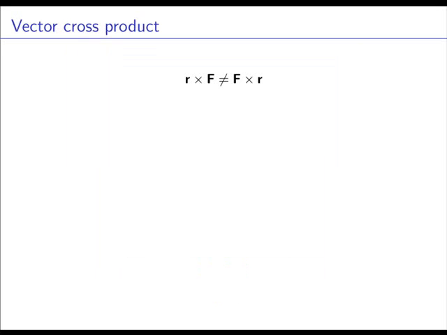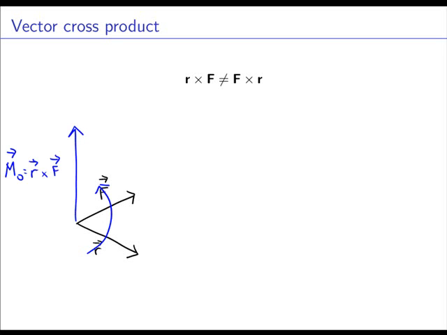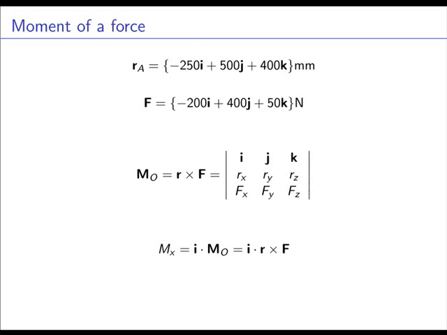Now remember that the cross product is not commutative, so R cross F is not the same as F cross R. Using the right-hand rule, imagine curling your fingers from R to F. Then your thumb will point up in the direction of the moment axis. Now imagine turning your hand upside down so that your fingers curl from F to R and your thumb points down. Getting the order wrong will give the opposite direction. Recall that the unit vector i represents the positive x direction. The unit vector j represents the positive y direction, and the unit vector k represents the positive z direction.